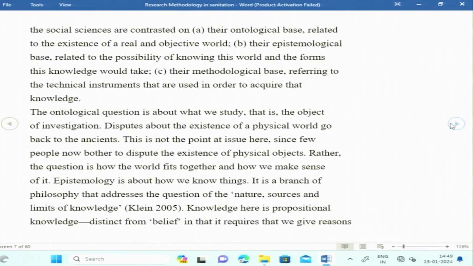And then we have the epistemological aspect, which deals with the possibility of knowledge about that particular phenomenon, which already exists. And then comes the methodological base, which refers to the technical instruments to be used to acquire that knowledge. So, these are the starting points for any research, whether it is a question of ontology, epistemology, or methodological understanding.